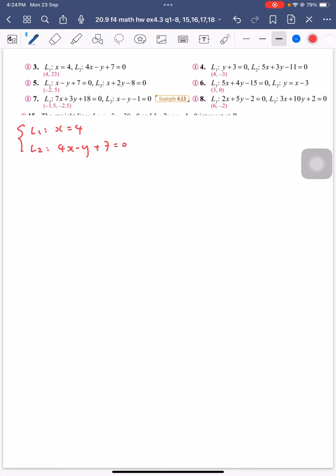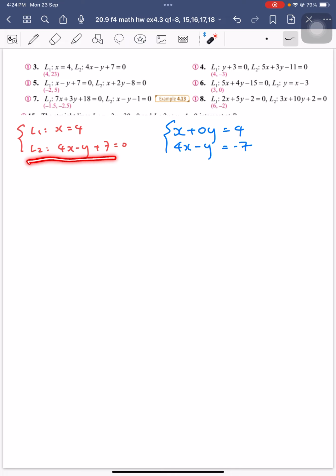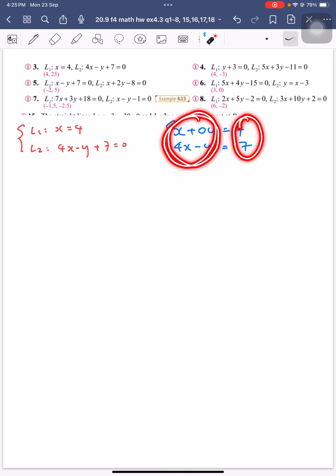There are two ways. The first one is the easiest way. You can just change it so it becomes x plus 0y equal to 4, and then 4x minus y equal to negative 7. What I want is to change the simultaneous equations into this format, with all of the variables on the left. So x and y are the variables. If an equation doesn't have the y, it means plus 0y. Then we put all of the constants and numbers on the right hand side.